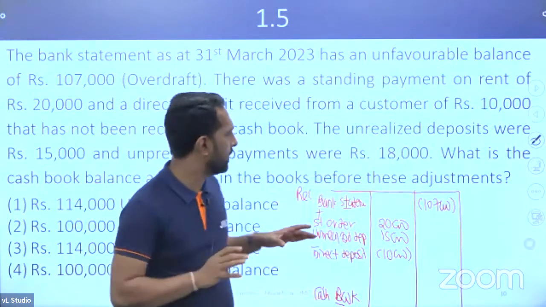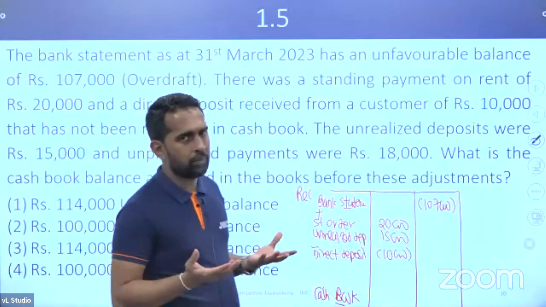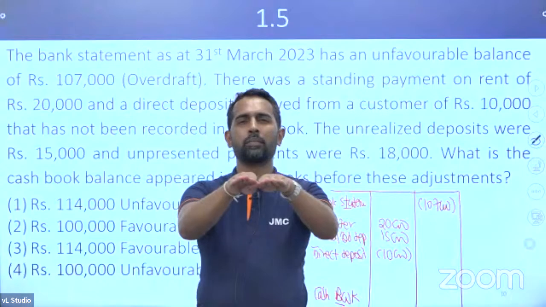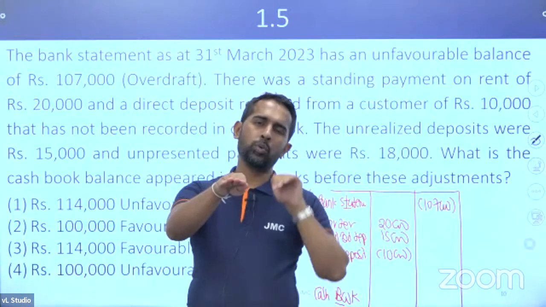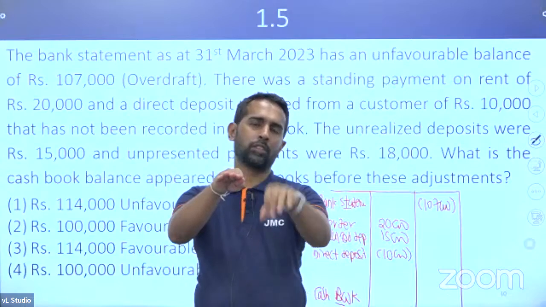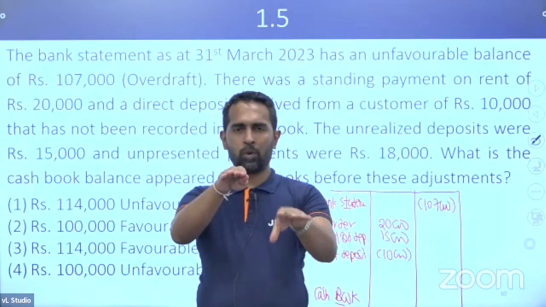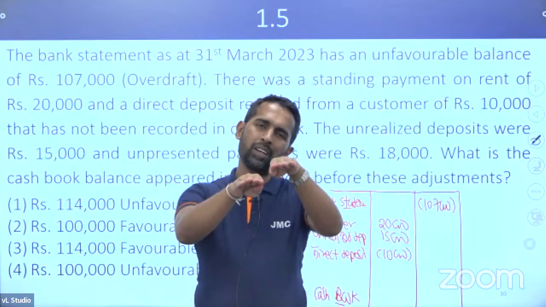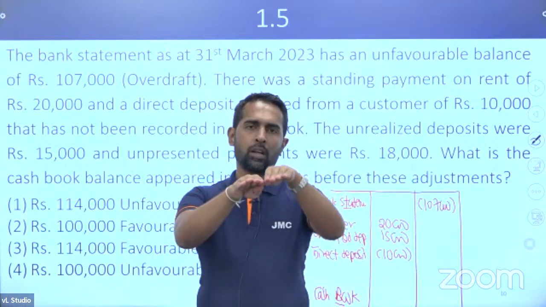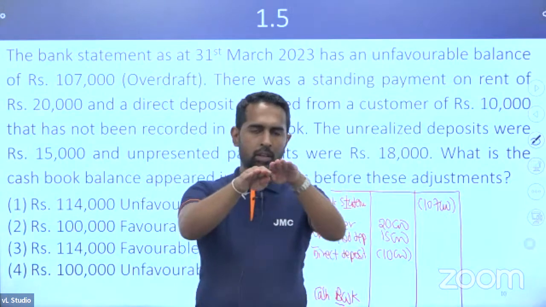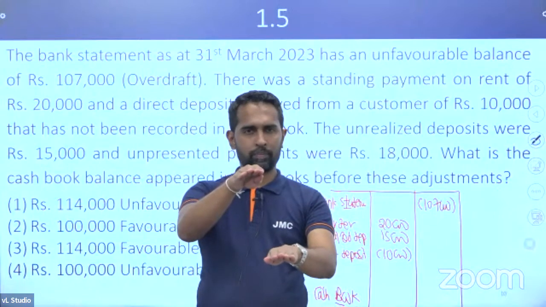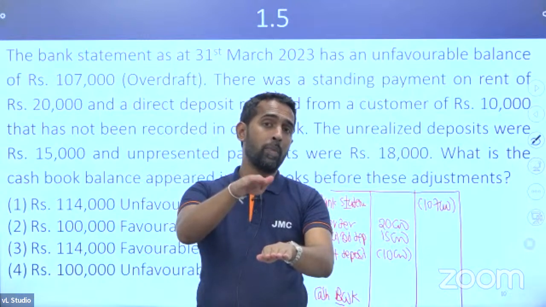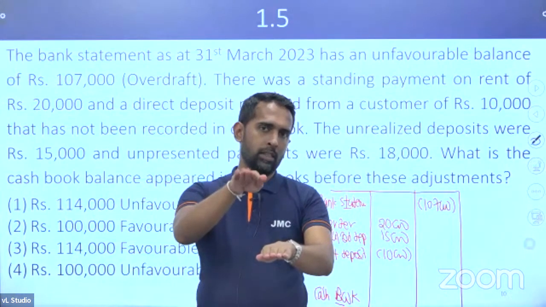The last thing we need to tackle is unpresented payments. Once again, cash book and the bank statement. Now the accountant has issued checks to the suppliers, landlords, employees, whoever. The accountant has issued a check, which means the accountant is crediting, reducing the cash balance, reducing that bank balance. So the cash book balance is lower. But it has not been presented to the bank yet, so the statement balance is higher.